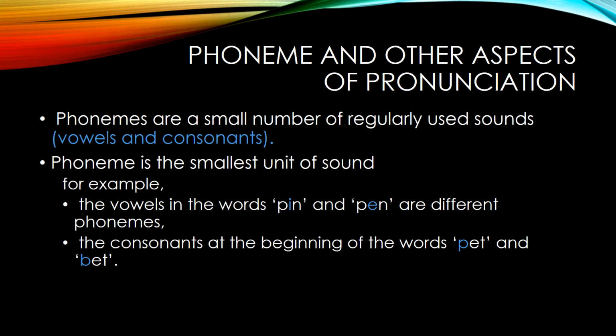Not only that, the consonants are phonemes, as I told you that the vowels are also phonemes. So pin and pen have different vowel phonemes, and the consonants at the beginning of the words pet and bet, you see these are two different sounds, pet and bet, in the beginning. So these are two different phonemes. In the English language there are 44 phonemes in the received pronunciation, and out of these 44, 24 sounds are consonant sounds and 20 are vowel sounds.